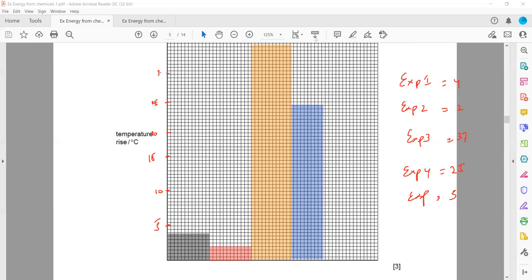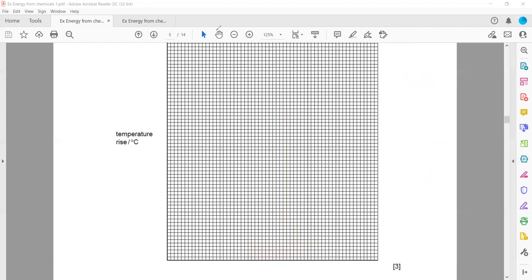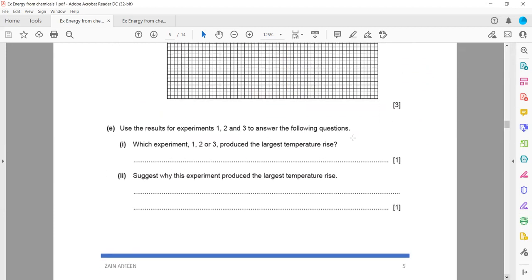Then experiment 5 is 5. So this is how we sketch, and you have to label, like you have to mention, this part is experiment 1, experiment 2, experiment 3, experiment 4, and experiment 5. So this is a bar chart for representing the change in the temperature for 5 different reactions.